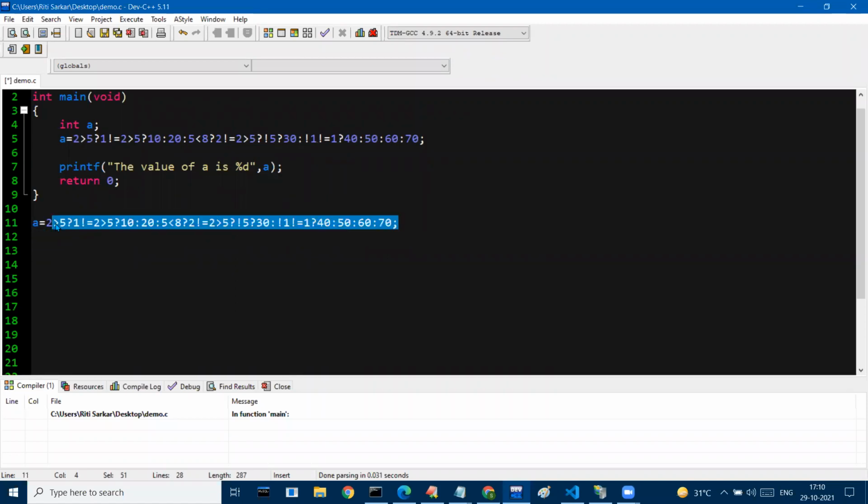How can we start evaluation? Conditional operator associativity is right to left. So what is the first conditional operator? This question mark. Who is the associated colon with this? This one. For this question mark, this is expression 2 and this is expression 3. Then who is expression 1?